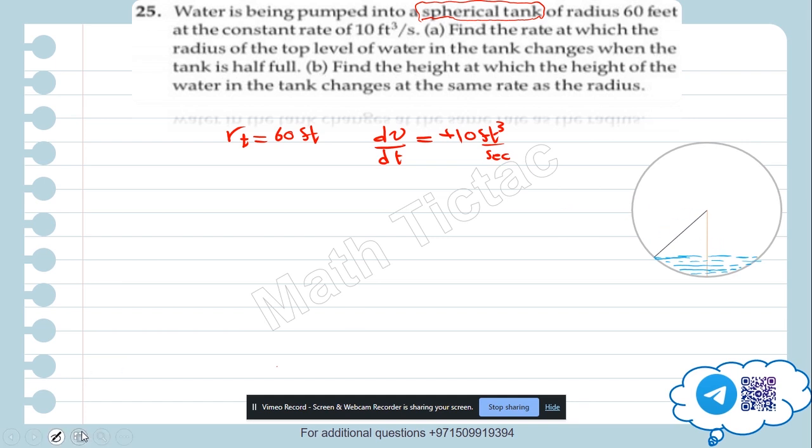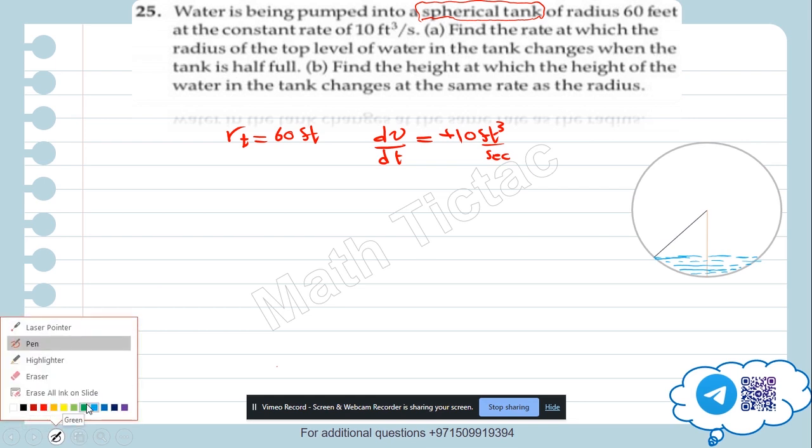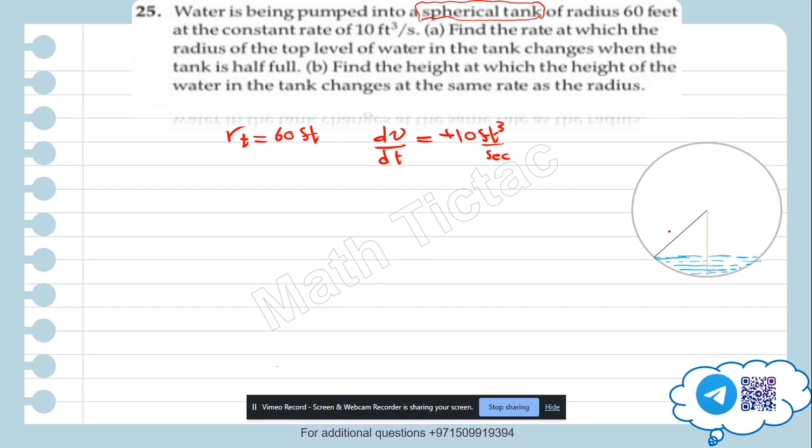Okay, let's go back to this. This is the radius of the tank, and then this is the radius of the water at a specific minute. So this is the radius of the tank, this is the radius of the water. This is also the height of the water at a specific time. So this is R of tank, this is R of the water, this is the height of the water.